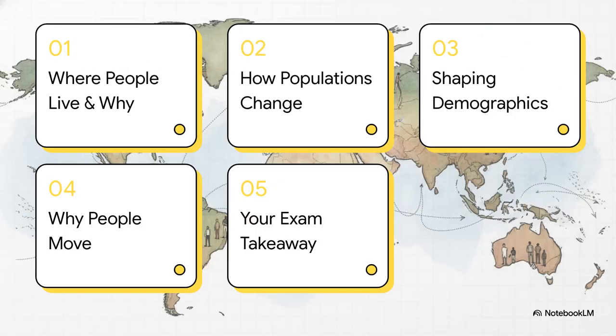Okay, here's our game plan. We'll start with where people live and why. Then we'll look at how populations grow and shrink. After that, we'll see how governments try to influence those numbers and why people move from place to place. And of course, we'll wrap it all up with the must-know takeaways for test day.